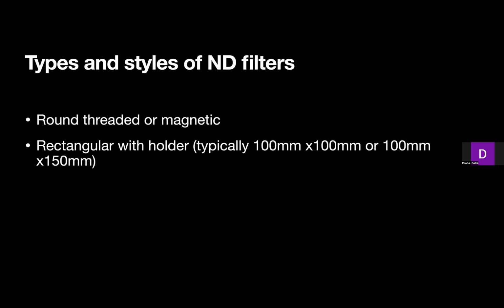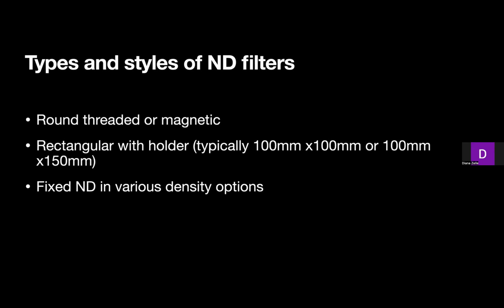A square is a rectangle, but a rectangle is not always a square. Right? So they're typically either, if they're squares, 100 by 100 millimeter, or if they're elongated rectangles, they're 100 by 150 typically. Now you might ask yourself, what's the difference? We're going to talk about that.